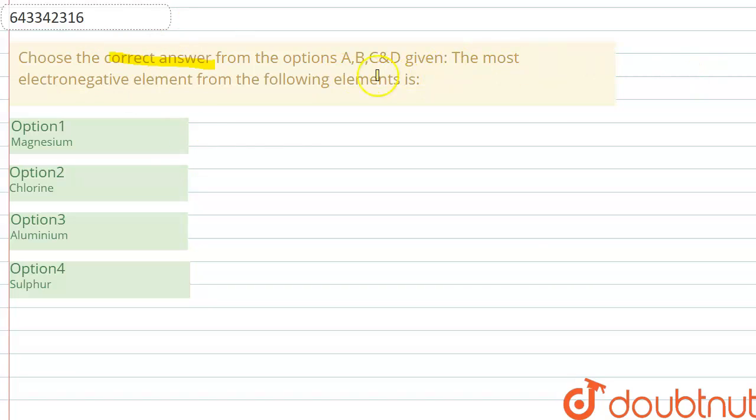Hello everyone, the question is: choose the correct answer from options A, B, C and D given. The most electronegative element from the following elements is. So in this question we have to choose the element that is most electronegative amongst the four options. So what is electronegativity? Electronegativity is the tendency to attract electrons to themselves.